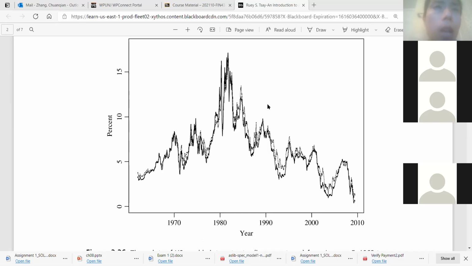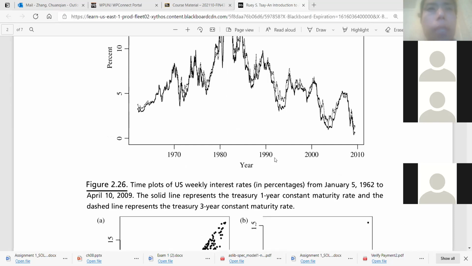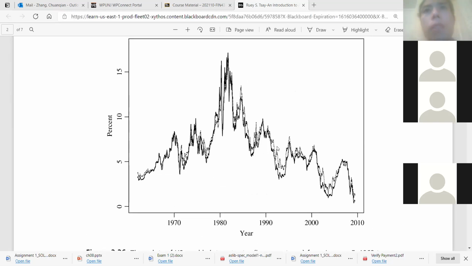Is that possible? I think it's a little bit difficult to check, but indeed, let me see. The dash line represents the 3 years. Yeah, you can see the dash lines here. The dash line is always higher than the solid line, dash lines, solid lines, which is consistent with our expectation, because for the 3 years, people will have a higher expectation on the inflation side.